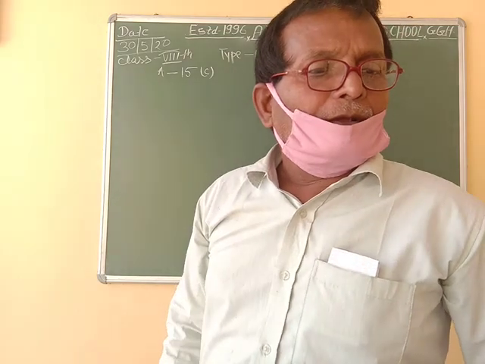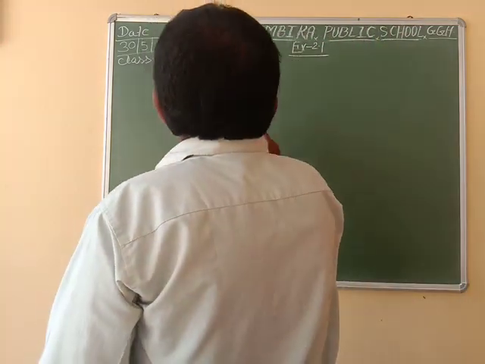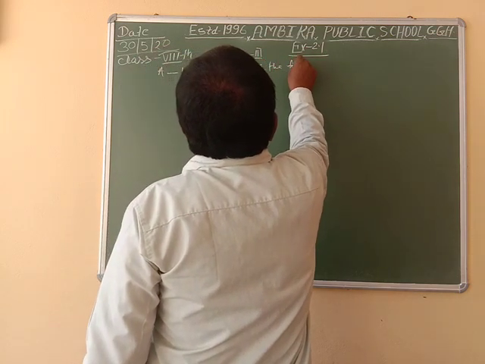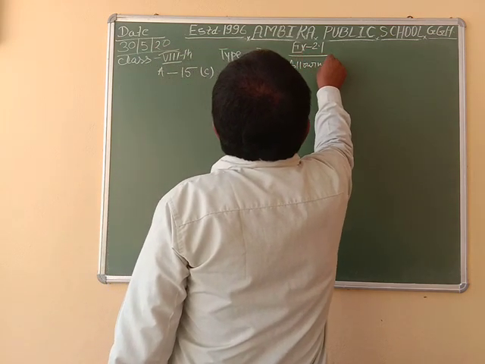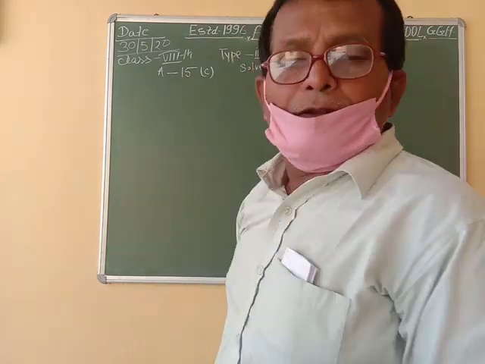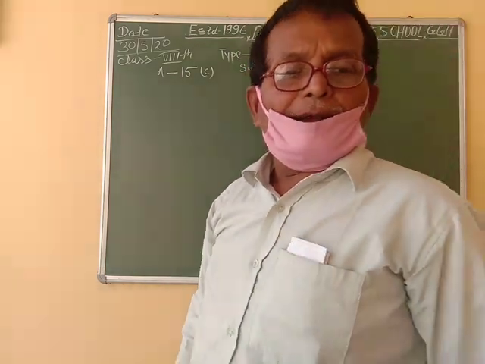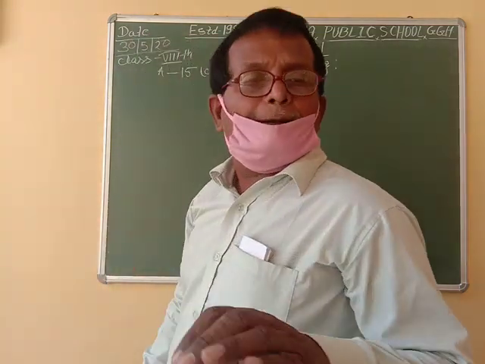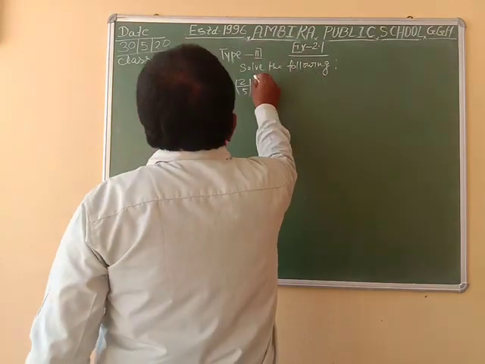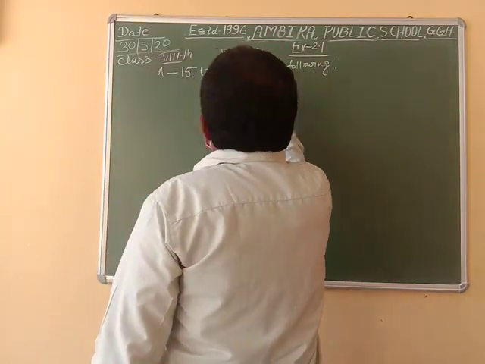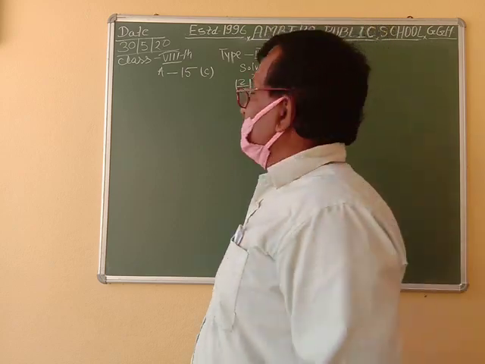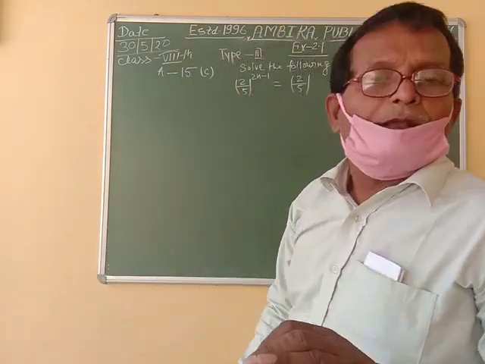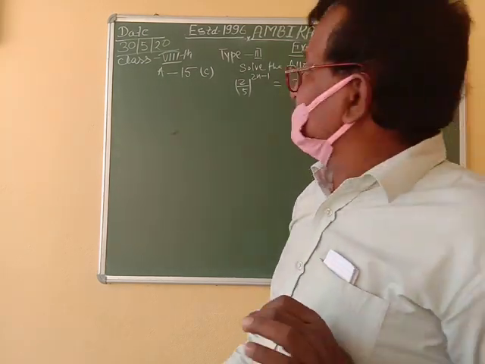C. Solve the following. (2/5) to the power 2x minus 1 is equal to (2/5) to the power 1 minus x.